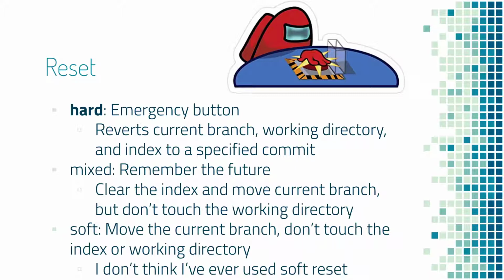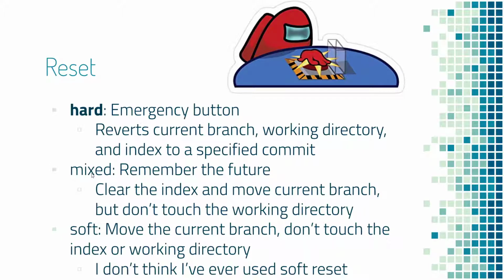There's 3 types of reset: hard, mixed, and soft. Usually you want to use hard reset. It'll revert the current branch, your working directory, and your index to whatever commit you specify. So that is essentially the nuclear option. It wipes out all of the changes you just made, which is definitely useful if you screwed something up.